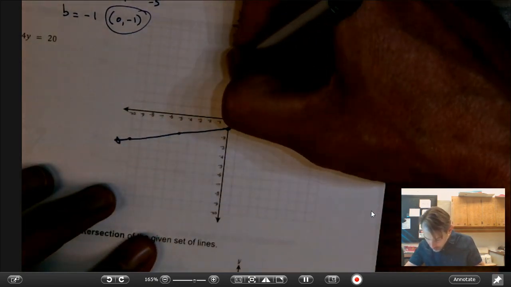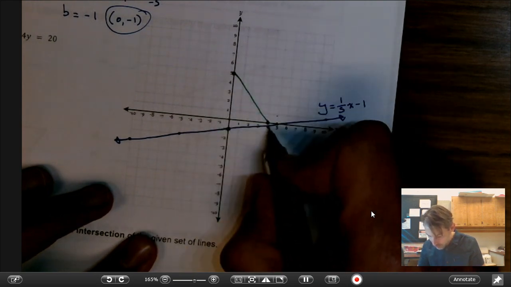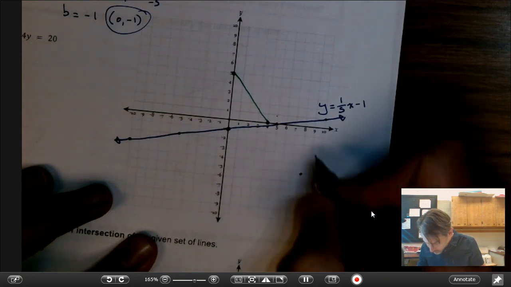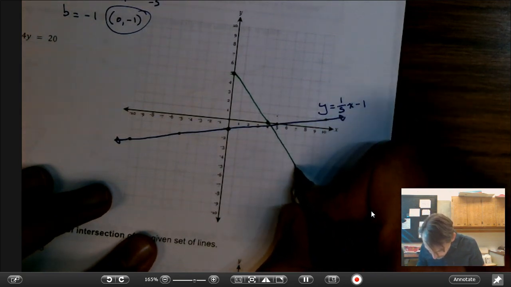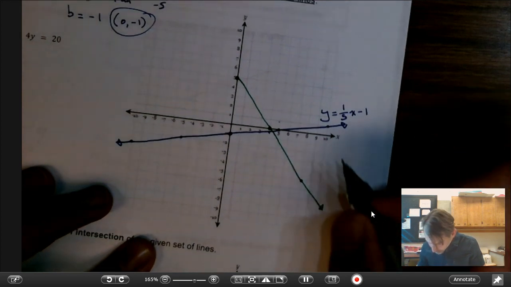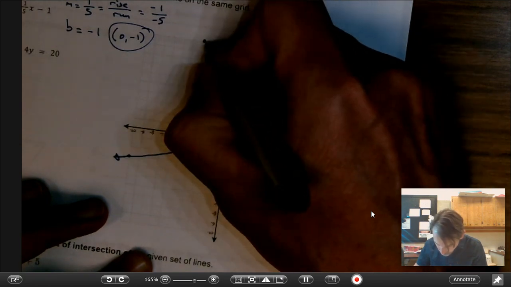So I can just go down here, and then I can also just repeat this. Like I can go down 5 over 4, down 5 over 4 to there, and then back 4, up 5 there. All right, so there's my whole line.